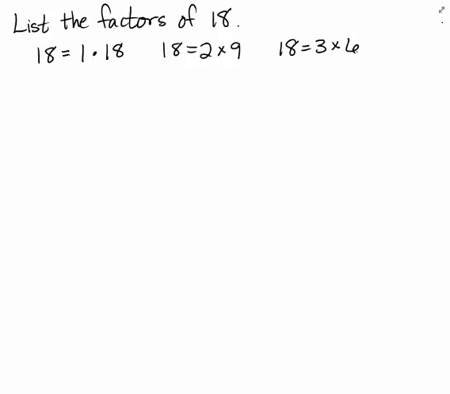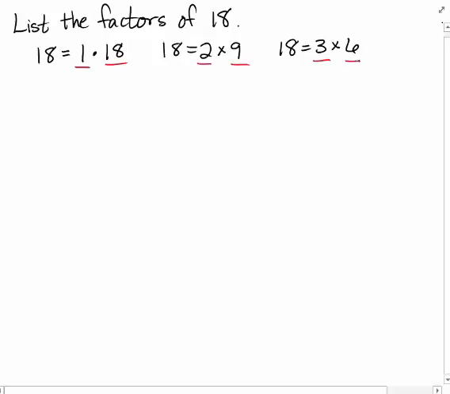and then 5, and then when we get to 6, well, if we're going to use 6, it's just 6 times 3, which we've already got. 3 times 6 is the same as 6 times 3, of course. So these are the factors of 18, those 6 numbers.